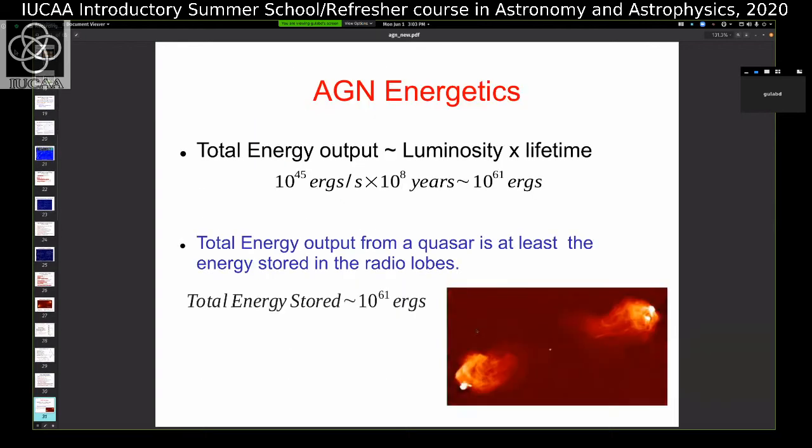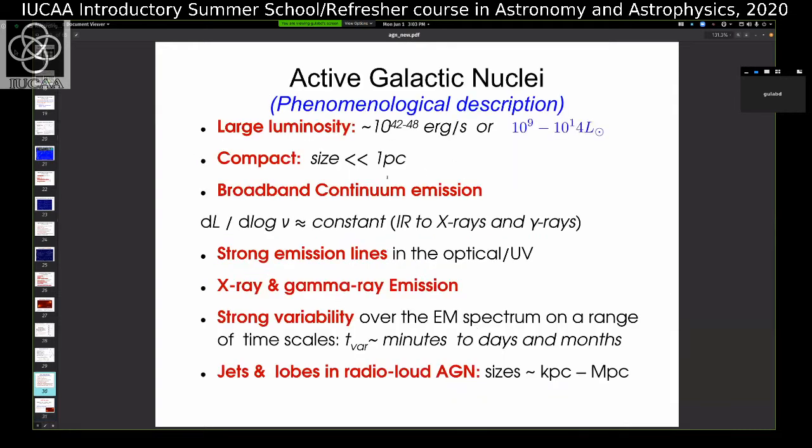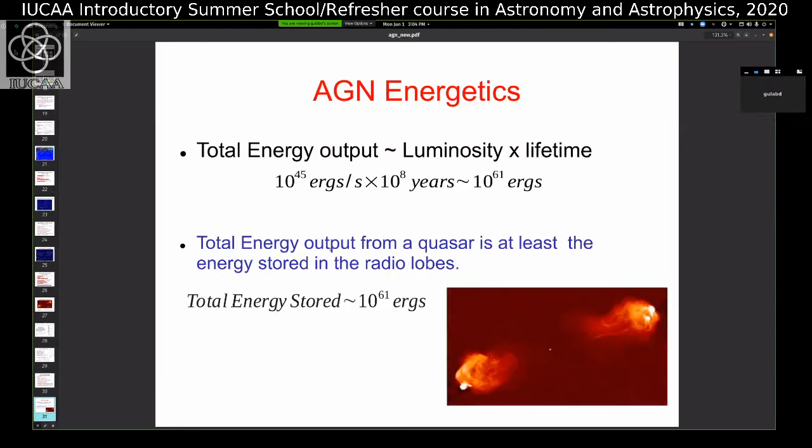I already mentioned this. We have already looked into the observational characteristics, and let's see what the power source of active galactic nuclei is that gives rise to huge power from a tiny region. If you think of the total energetics, you would like to know the total energy output from an AGN. You can roughly calculate this quantity.